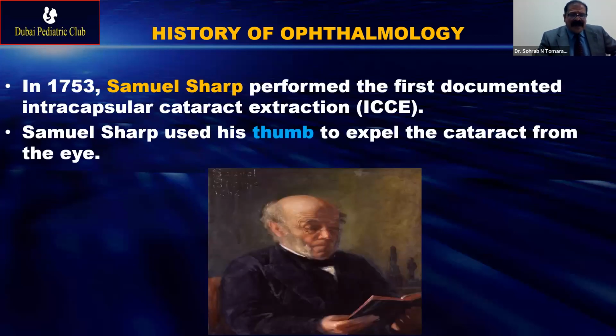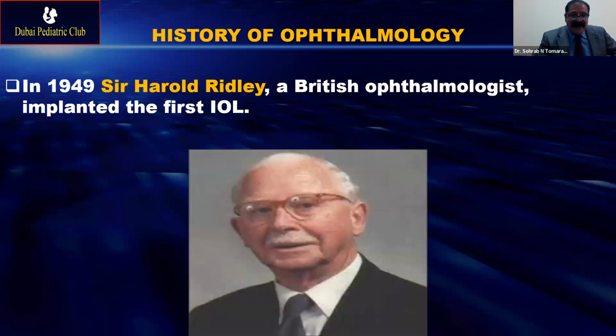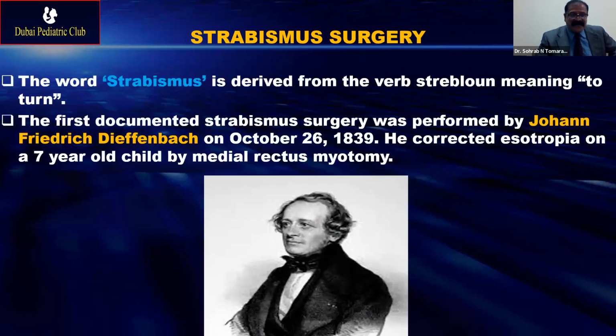Well, in 1753, Samuel Sharp performed the first documented intracapsular cataract extraction. It is interesting to know that Dr. Samuel used his thumb to expel the cataract from the eye. Very interesting. Well, in 1949, Sir Harold Ridley, a British ophthalmologist, implanted the first intraocular lens. We must remember them.